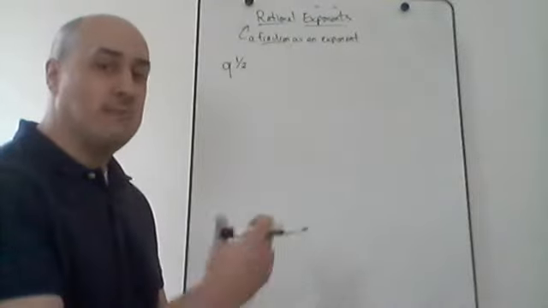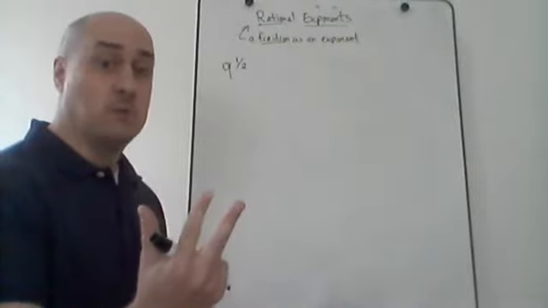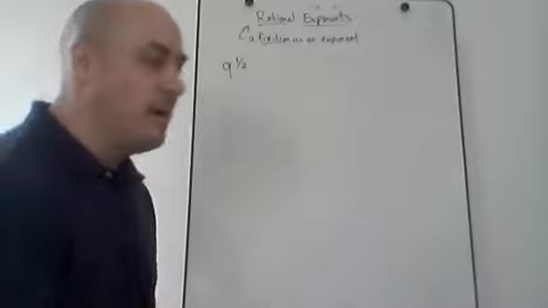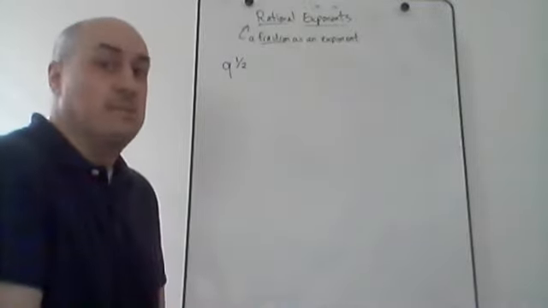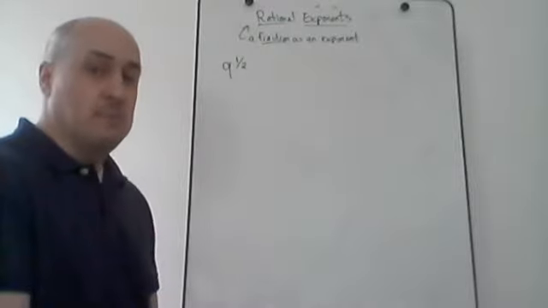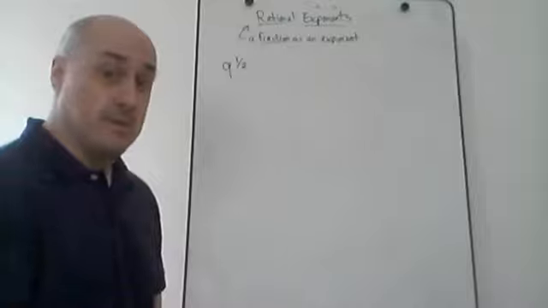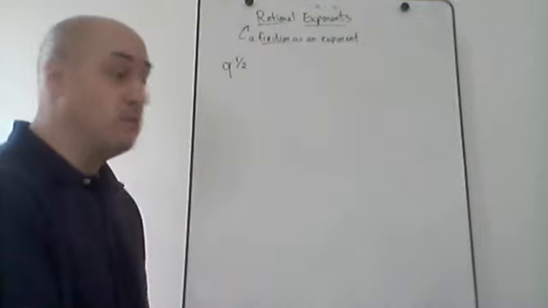So if I had 9 raised to the third power, that would mean 9 times 9 times 9. 9 multiplied by itself 3 times. Well, what if I had 9 to the 1/2 power? How do I multiply 9 by itself 1/2 times? What does that even mean? It doesn't seem to make much sense at all, does it? But still, we have rational exponents. They exist. You can raise a number to a 1/2 power or to a 2/3 power or something like that.